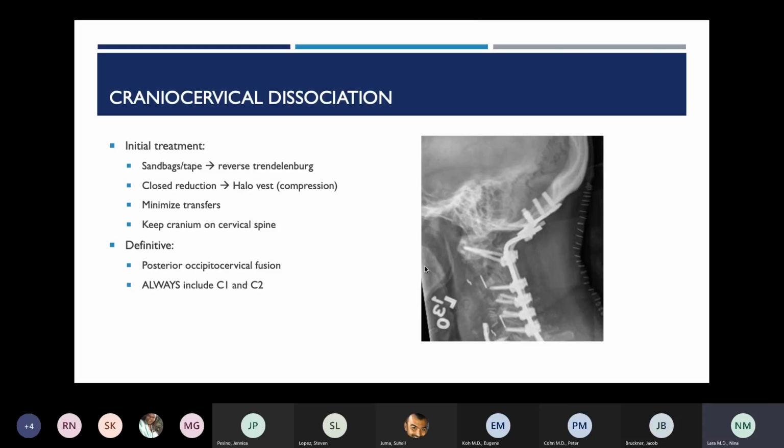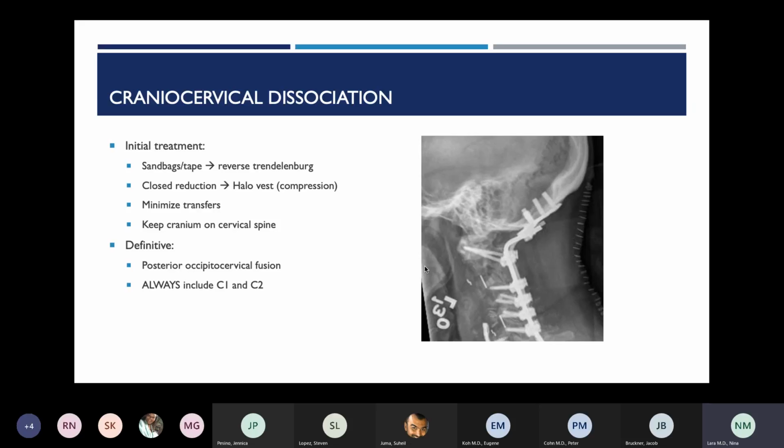So initial treatment, again, you want to immobilize the head, pretty much keep the cranium on the cervical spine. You want to place them in reverse Trendelenburg. Obviously, you want nothing that can possibly distract, put longitudinal traction on the spine or the head from the spine. You want to perform closed reduction. You can also use a halo vest to perform a reduction and get compression. You want to minimize transfers.